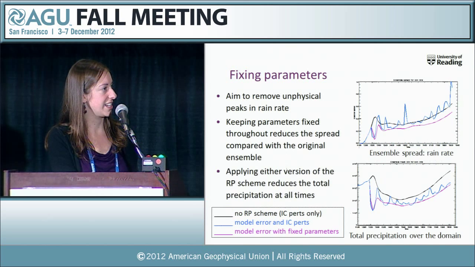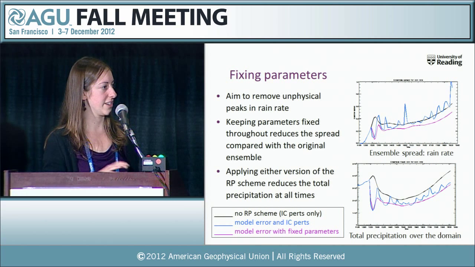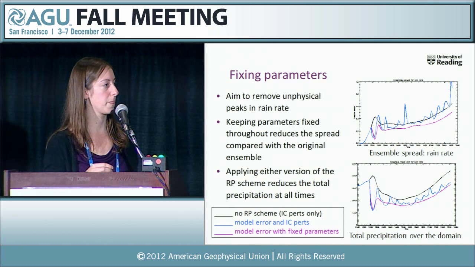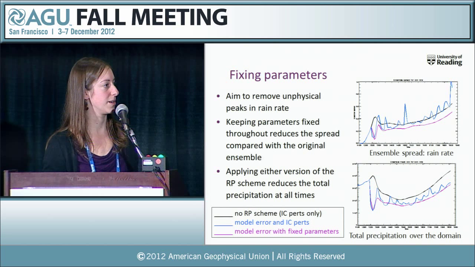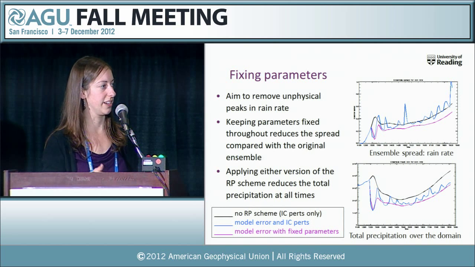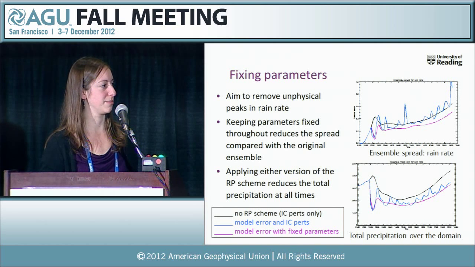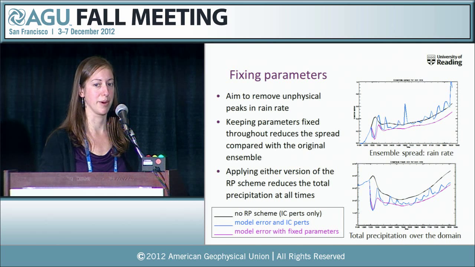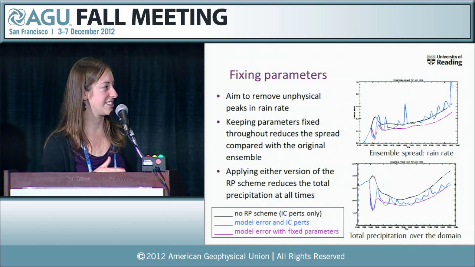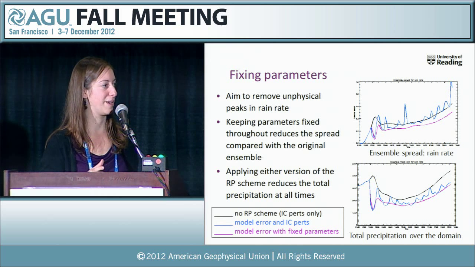So another thing this led to was that we found, so the bottom plot shows the total precipitation at each time, the mean of each of the ensembles. So you can see that the blue and pink lines, which have the RP scheme applied, are actually reducing the total precipitation. So they're basically introducing a bias. So this is still work in progress to try and work out exactly why this is happening and what parameters are causing this.